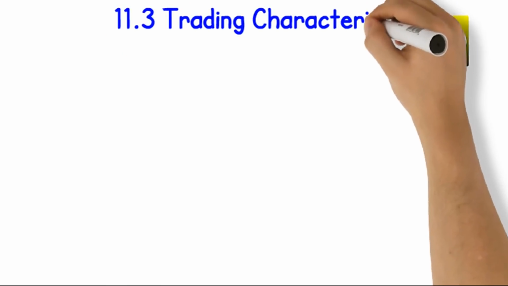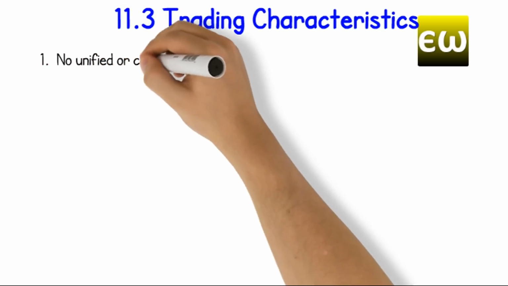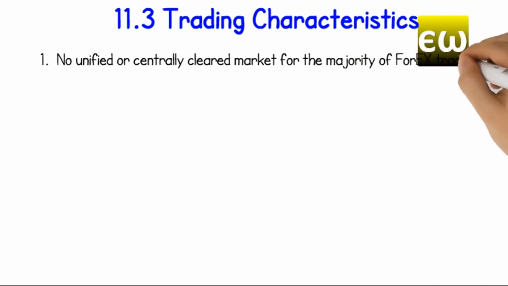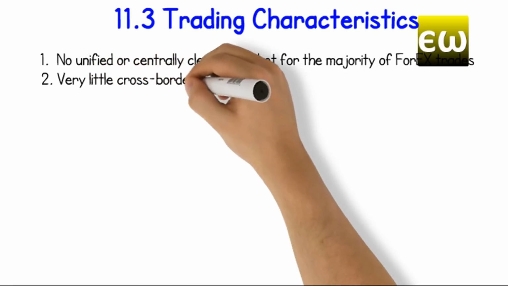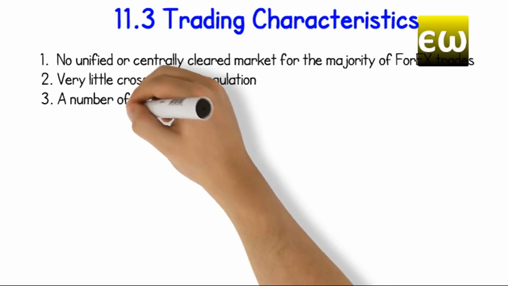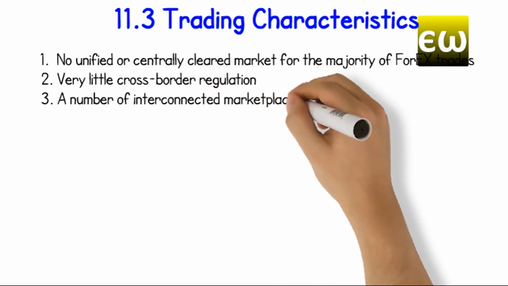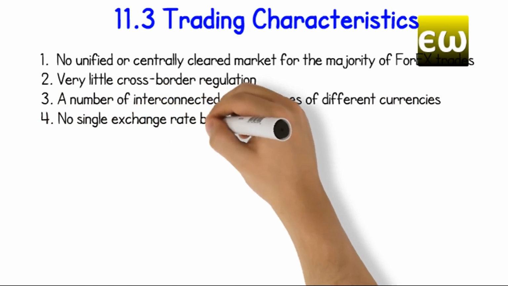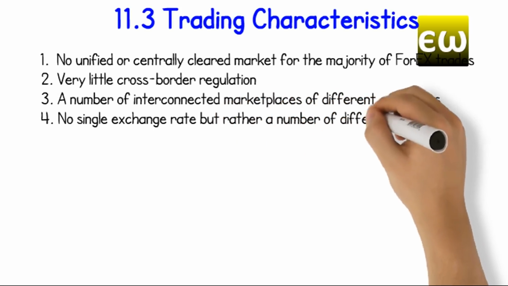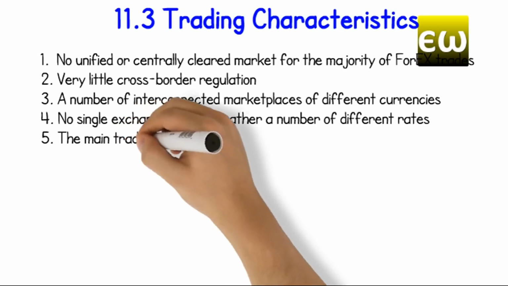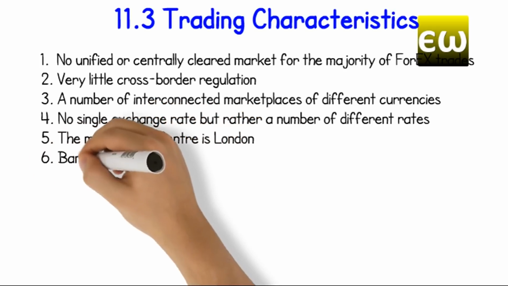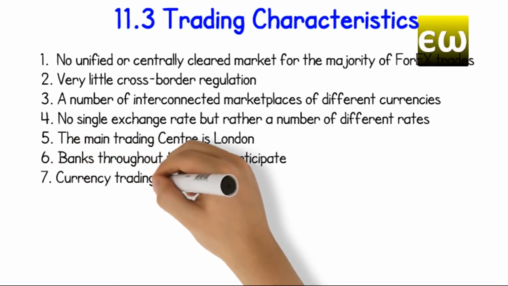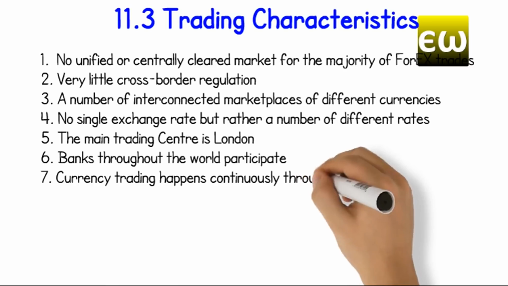Trading characteristics. 1. No unified or centrally cleared market for the majority of foreign exchange trades. 2. Very little cross-border regulation. 3. A number of interconnected marketplaces of different currencies. 4. No single exchange rate but rather a number of different rates. 5. The main trading center is London. 6. Banks throughout the world participate. 7. Currency trading happens continuously throughout the day.